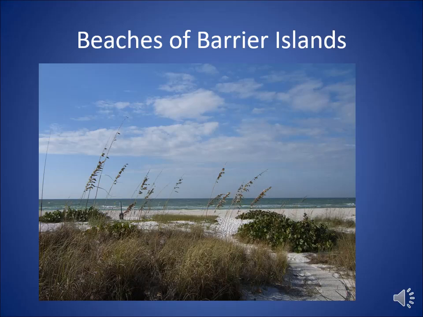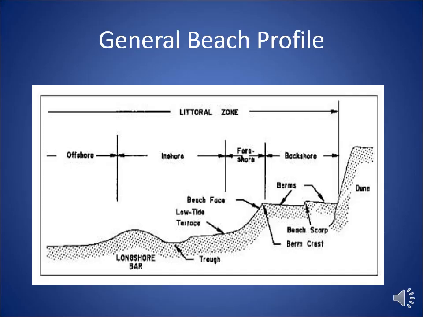Barrier islands are always in motion. Their beaches are always in motion. The sand is being moved by waves, by tidal currents, by a current that often parallels the coastline called the longshore current, and the wind is also moving it around. So on the next slide, we see a cross-section of the beach. We've seen this before, where you can see the longshore bars, the beach face, which is the intertidal.